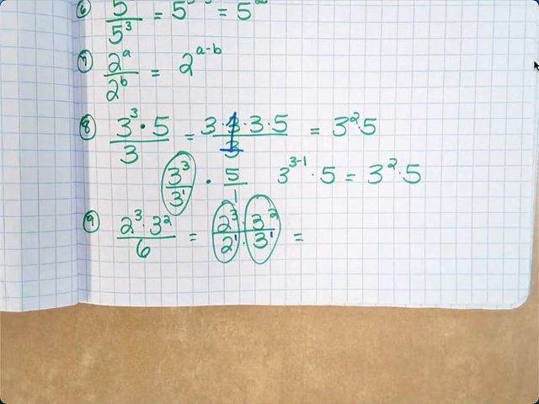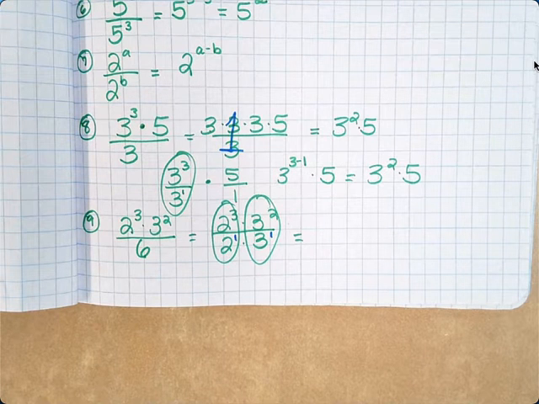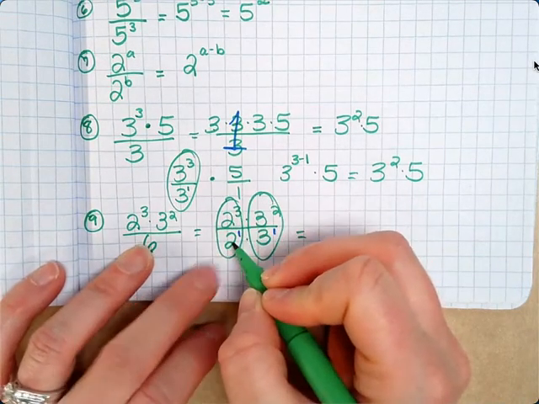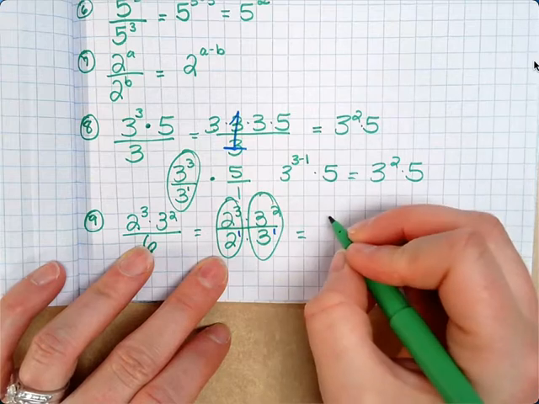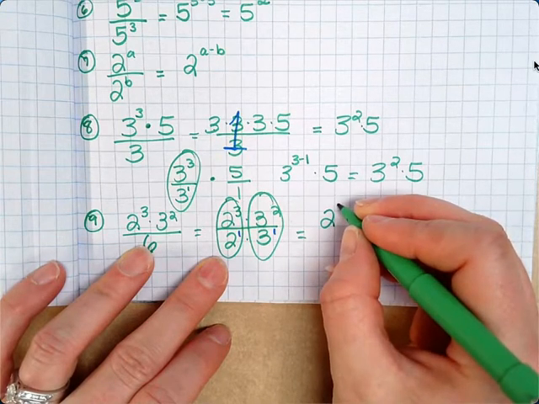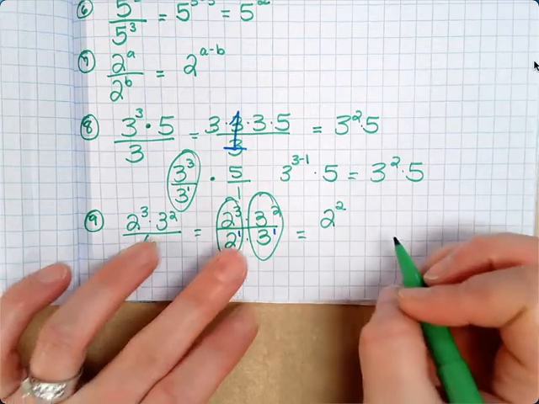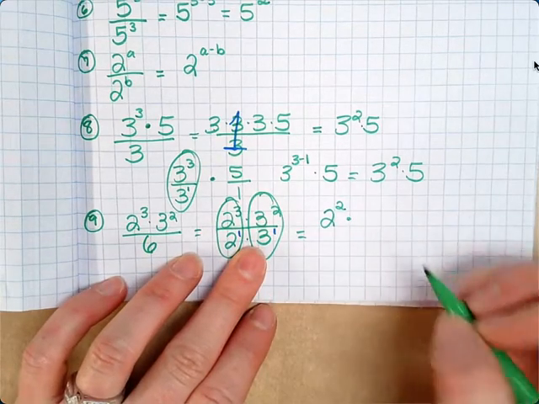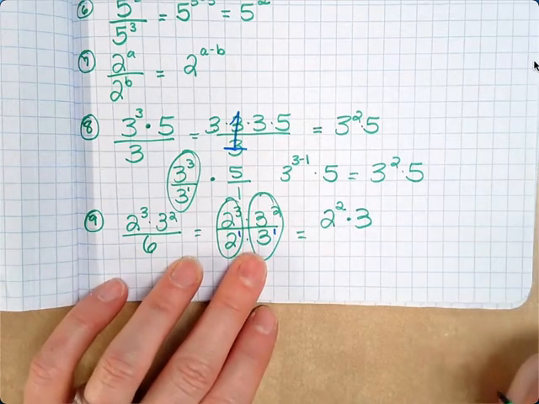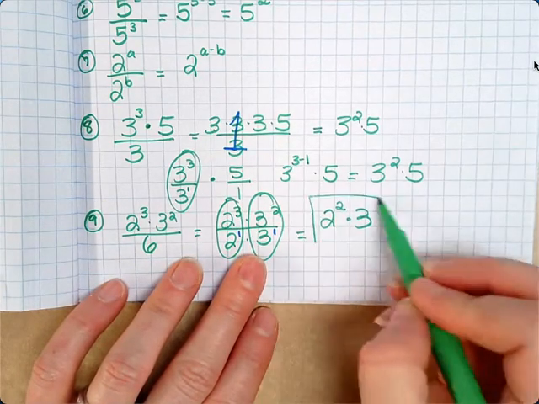So division with your like bases, what do we do? Subtract the exponents. So what are we left with, this 2 cubed over 2? 2 what? Yeah, 2 squared. And then what about the 3? Just 3, yeah, because that 2 minus 1 will give us 1. That's it.